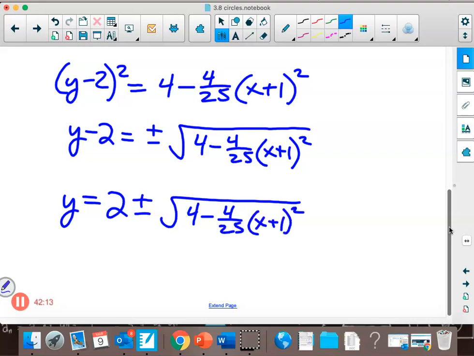Now there are more things that you can do to simplify the radical, but I'm not going to get into it today. Right now, if you got here when you were solving for y, well done, because that's pretty awesome.